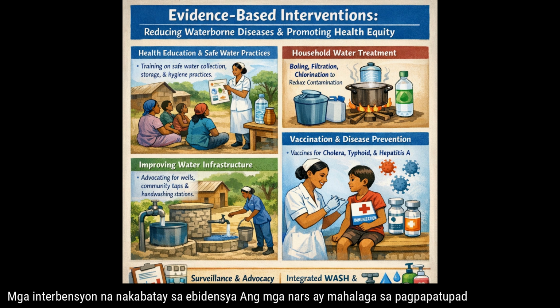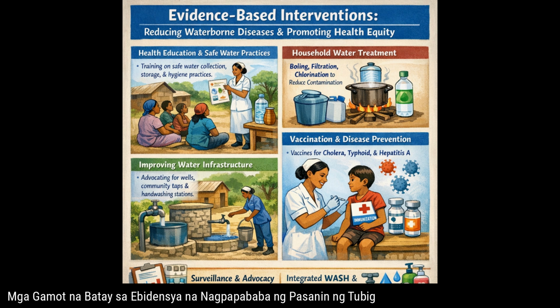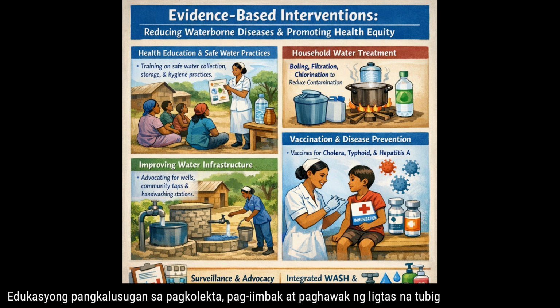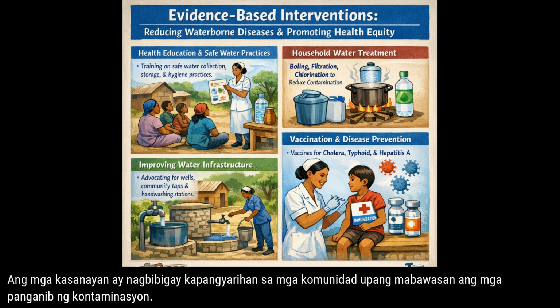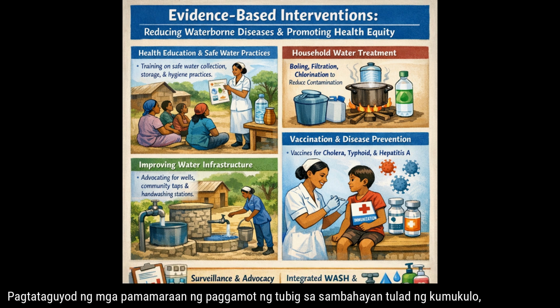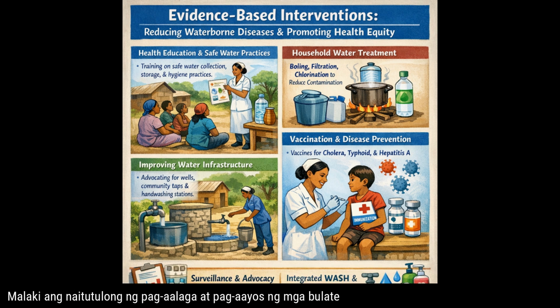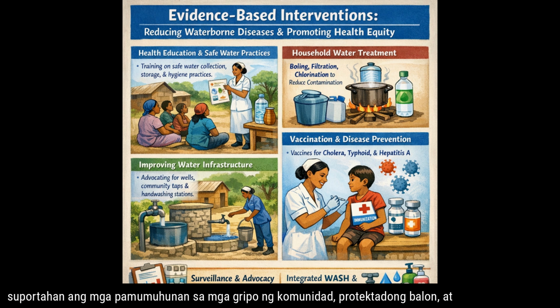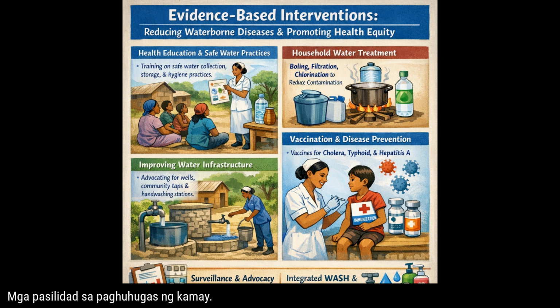Nurses are central to implementing evidence-based interventions that reduce the burden of waterborne diseases and promote health equity. Health education on safe water collection, storage, and handling practices empowers communities to reduce contamination risks. Promotion of household water treatment methods, such as boiling, filtration, and chlorination, has been shown to significantly decrease microbial contamination and disease incidence. Advocacy for improved water infrastructure is essential, with nurses leveraging surveillance data and field test results to support investments in community taps, protected wells, and hand-washing facilities.